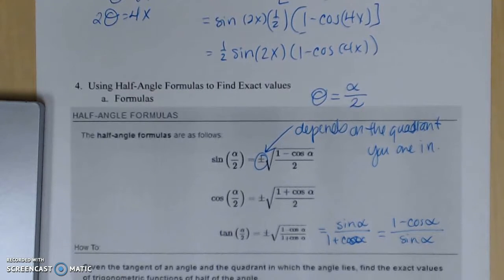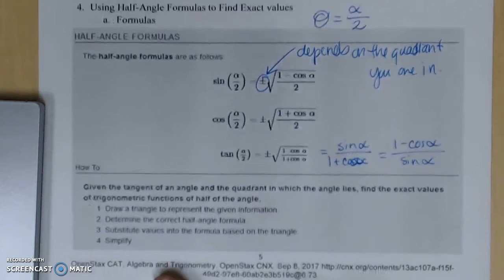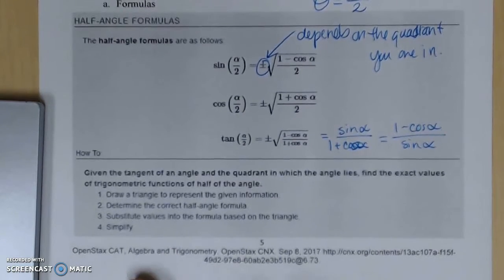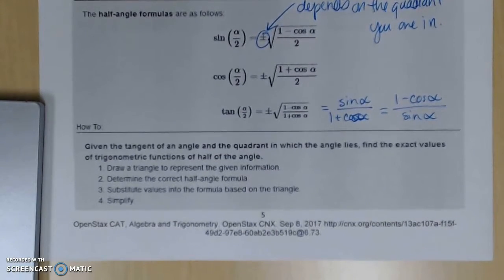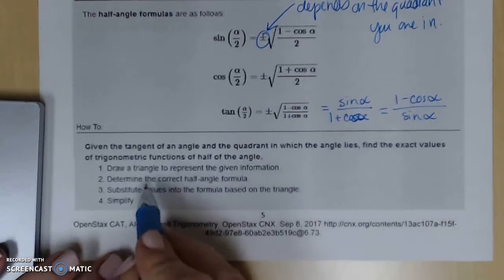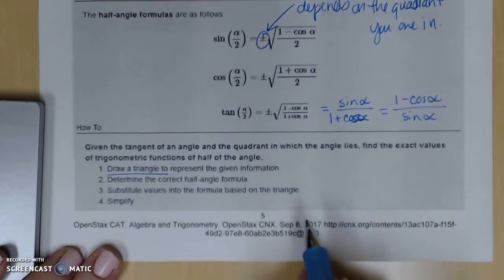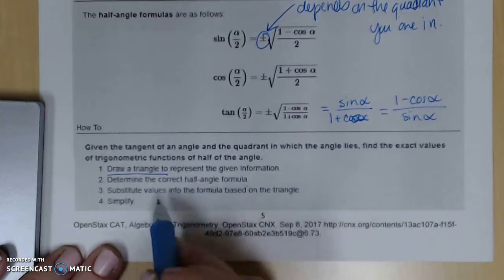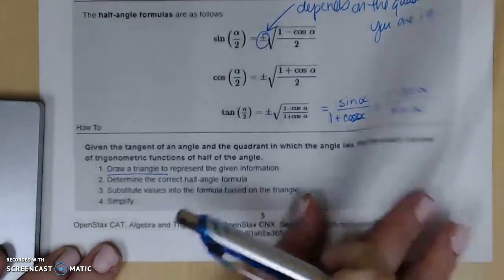Now, just like earlier, we've got a how-to here. It says, given a tangent of an angle in the quadrant in which the angle lies, find the exact values of some trig functions of the half of the angle. And so it says, draw a triangle. Determine the half angle formula. Substitute and simplify.